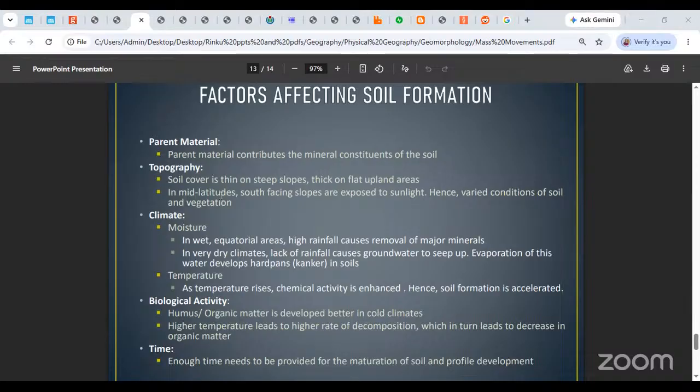All right, okay. So what happens is because of those heavy rains, the material in the soil is removed away. It's literally being washed away. So this process is called leaching. So once again, if you are in such a region, then the soil will not be very fertile because most of the minerals in the soil are being washed off.